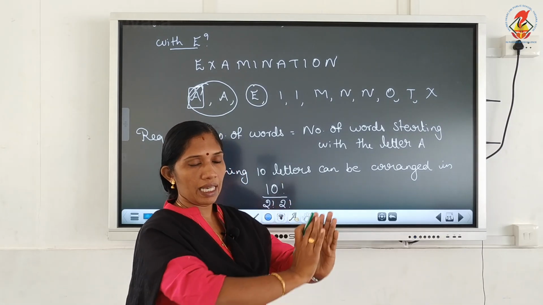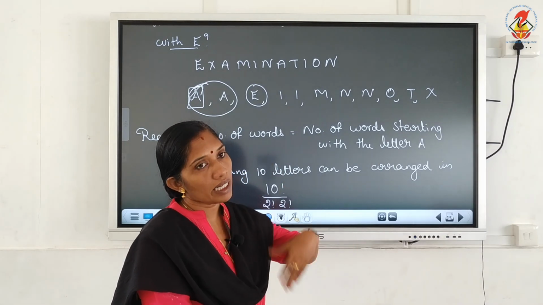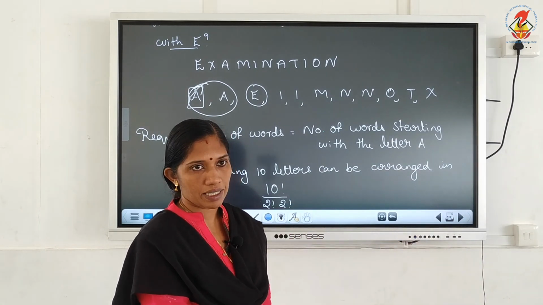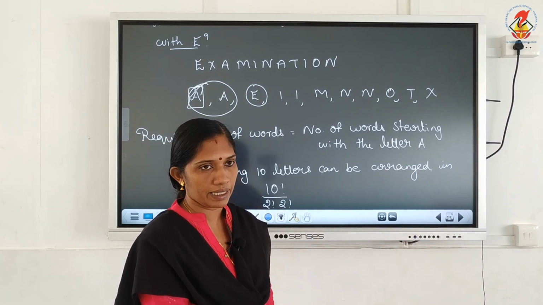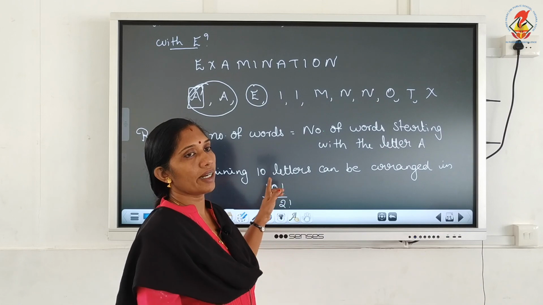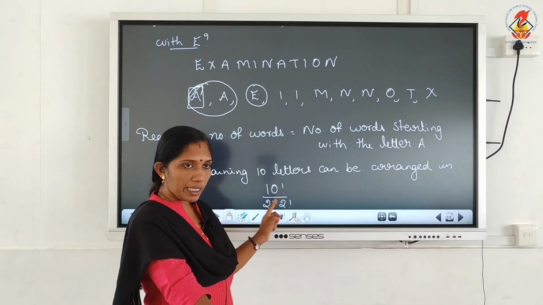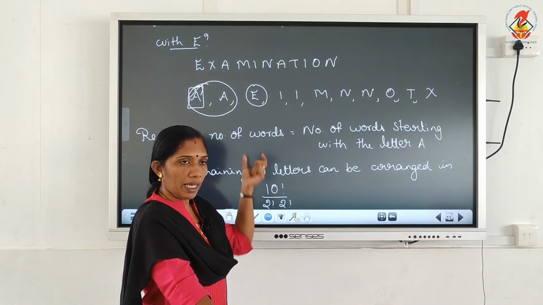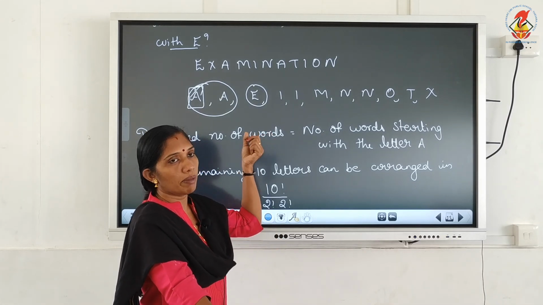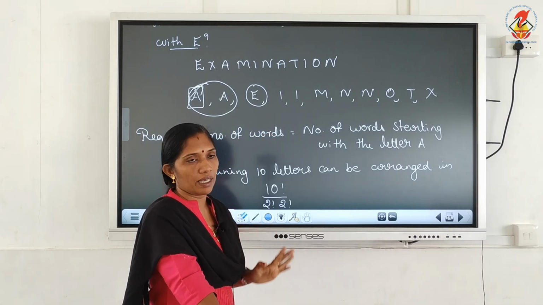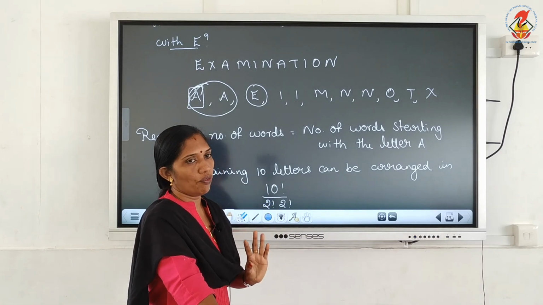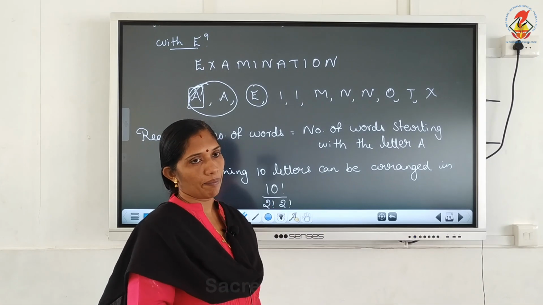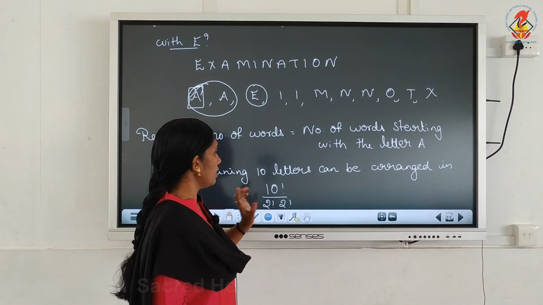So the required number of words means the number of words beginning with the letter A. So that A is in the first place. Then remaining we have 10 letters. Those 10 letters we can arrange in 10 factorial ways. In that, N is 2 times and I is 2 times. A is 2 times in the word, but the first letter is A, no change in that. So we don't consider that A. So here 2 and 2.